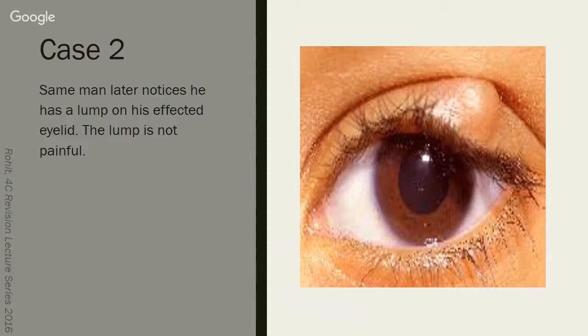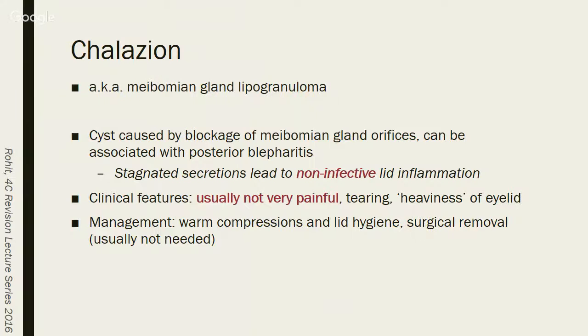All right, so we'll just keep going down. So what do we think about this one? So the same man has a lump on his affected eyelid, but it's not painful. Yeah, good. Chalazion. So it's a cyst that's caused by the blockage. The blockage can just become a really big blockage, and because it's non-infective, it just becomes really big. It's not painful because it's not usually infective. So I think those are the two key things: non-infective, sequelae of blepharitis, and it's not painful.